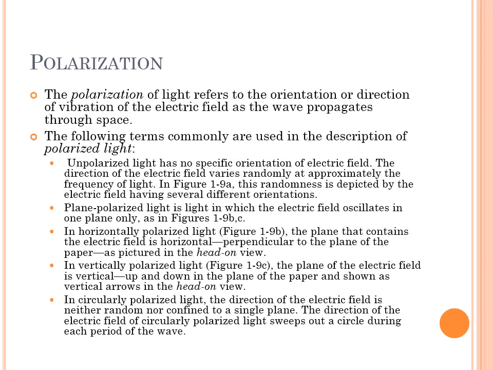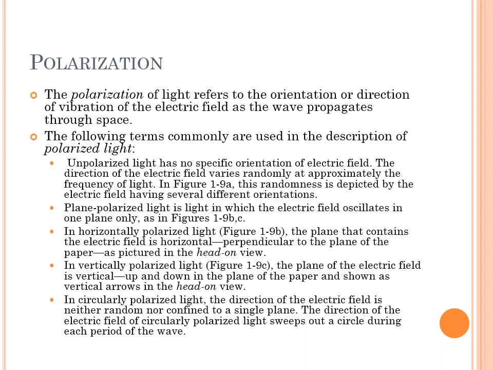Now we're going to talk a little about the polarization of light. Polarization of light refers to the orientation or direction of vibration of the electric field as the wave propagates through space. The following terms are commonly used to describe polarized light. Unpolarized light has no specific orientation of electric field. The direction of the electric field varies randomly at approximately the frequency of light.